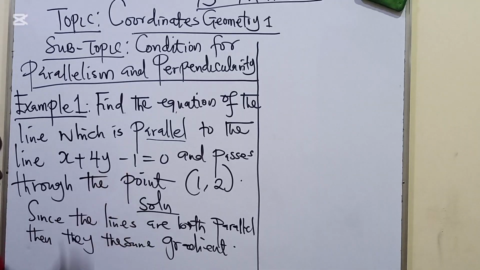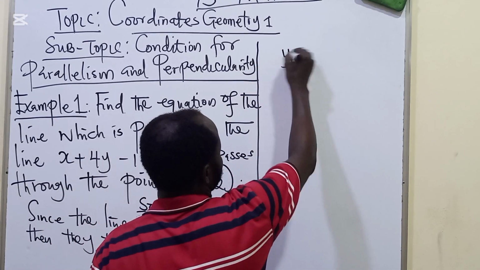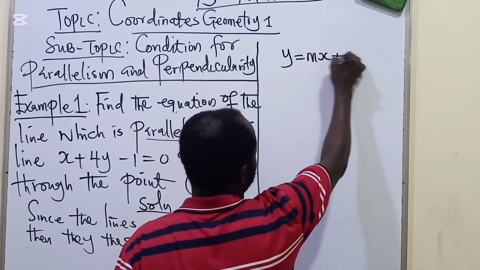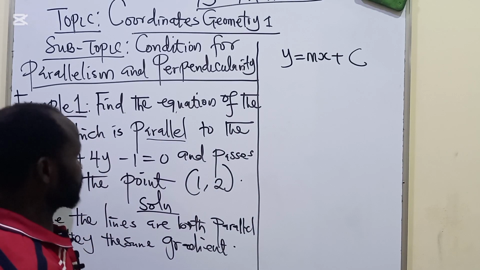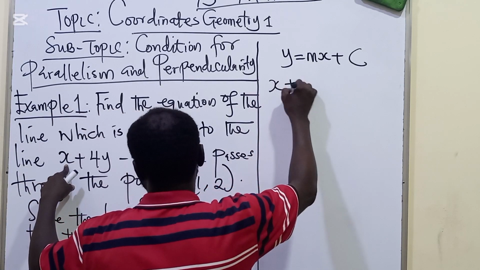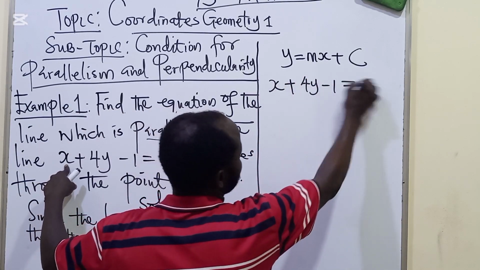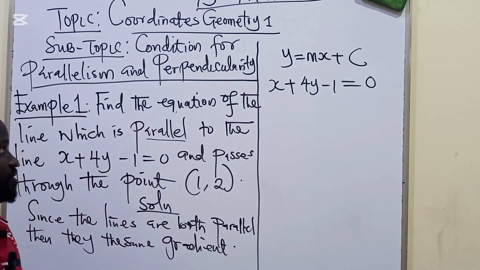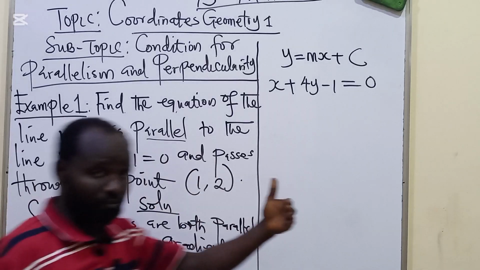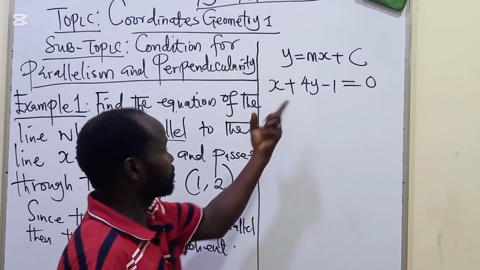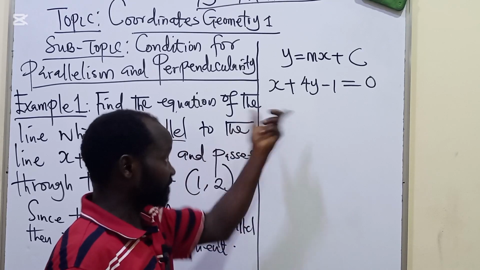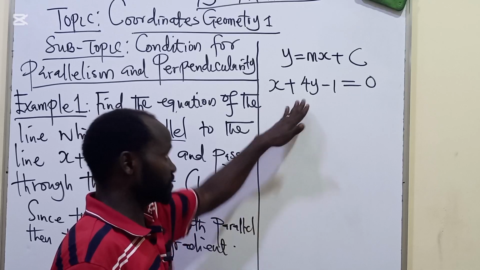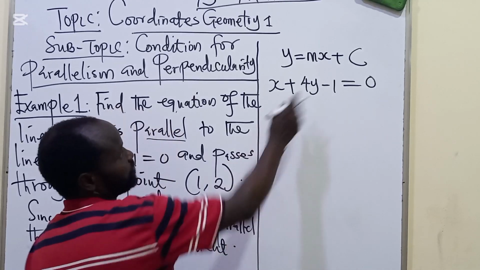That is given as x plus 4y minus 1 equals 0. The intercept form is given as y equals mx plus c, or they call it the equation of a straight line. So the equation that is given to us is x plus 4y minus 1 equals 0. Since the two lines are both parallel to each other, m will be equal to m1. So for us to get that slope, we have to either make y the subject of the formula, or we differentiate. Whichever method is still the same. So let's make y the subject of the relation here.